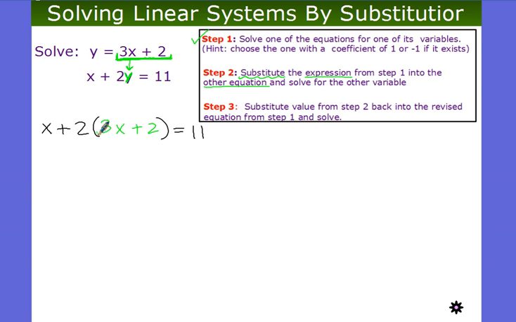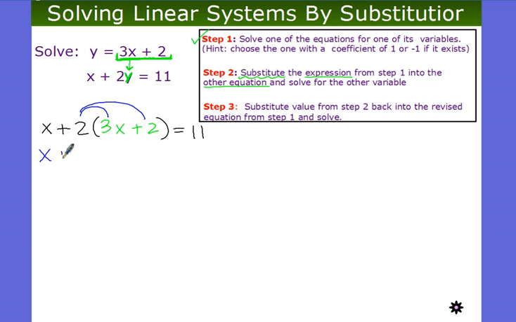So if I don't put these grouping symbols right here, you're only doing 2 times 3x, and you won't be able to do the 2 times the 2. So the grouping symbols are always necessary when you're substituting in. So like I said, now we're solving this multi-step equation for x. When I'm looking at this, the first thing I have to do is get rid of grouping symbols by distributing.